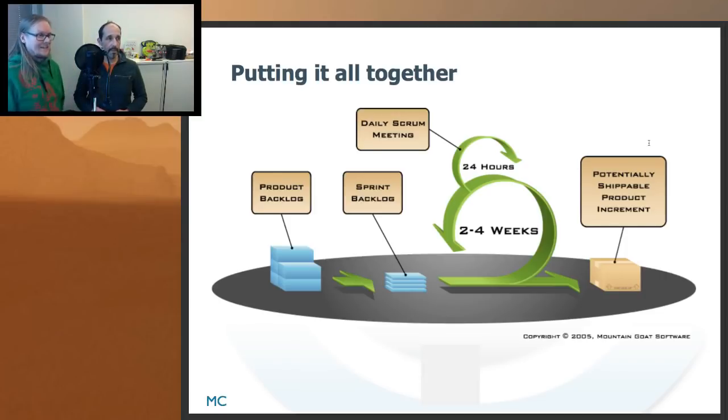And that's it. The green arrows are 2 to 4 weeks, though I would say most often 1 to 2 weeks. That is the feedback loop for the customer, to help him or her understand better what is needed. And then this 24 hours is the feedback loop for the Scrum team, to understand how to coordinate the actual development work.